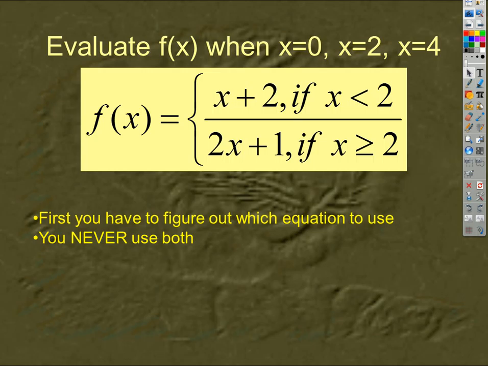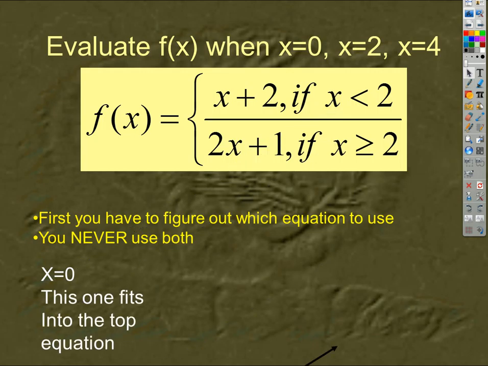So you always have to figure out which equation to use first. Now, you're never going to use both. You could never possibly use both, because if it's a function, the graph can never overlap vertically, can it? So there's always only going to be one equation that's activated at a time. Always. You just have to figure out which one it is. So when x is 0, it's up here.